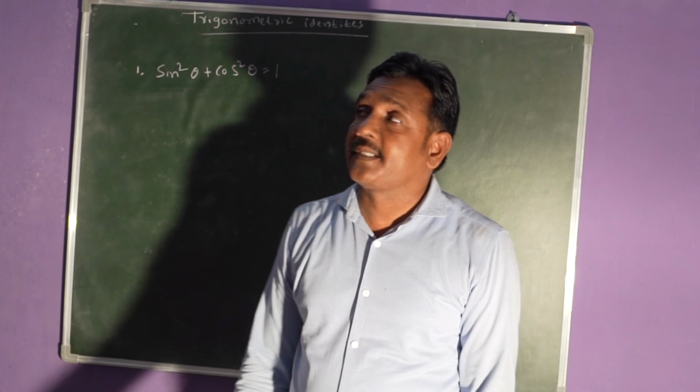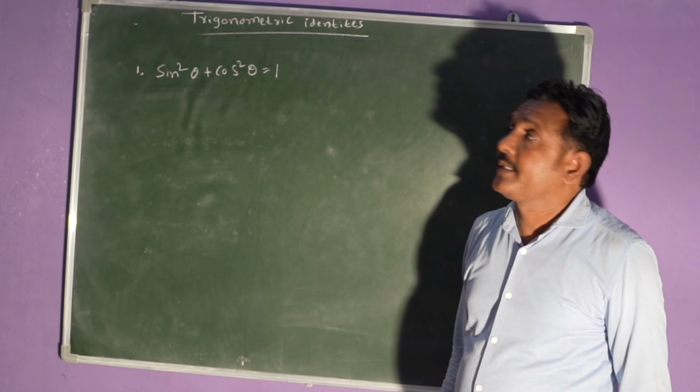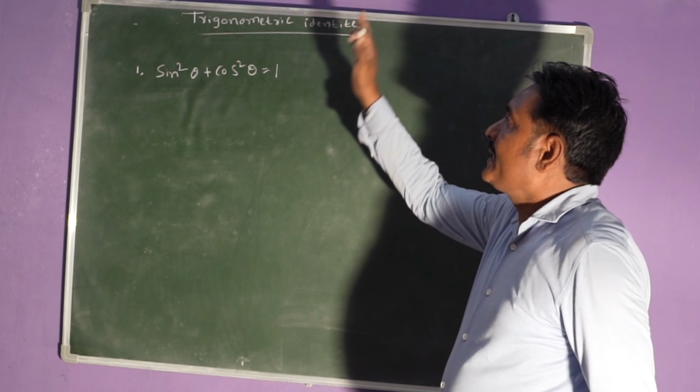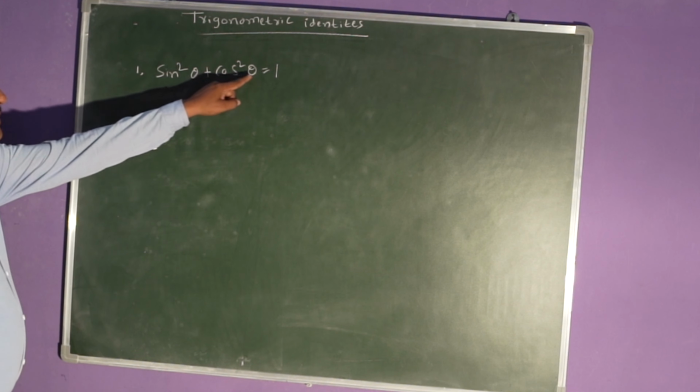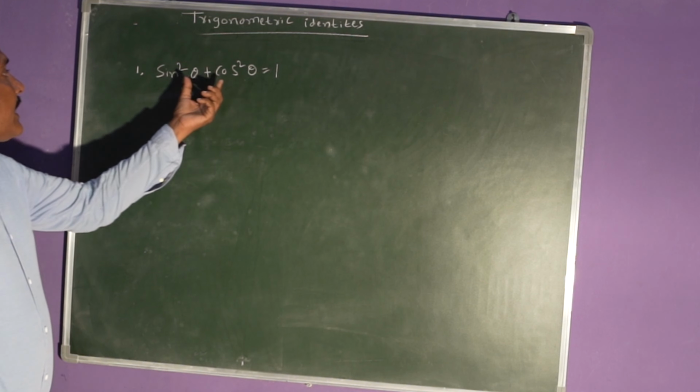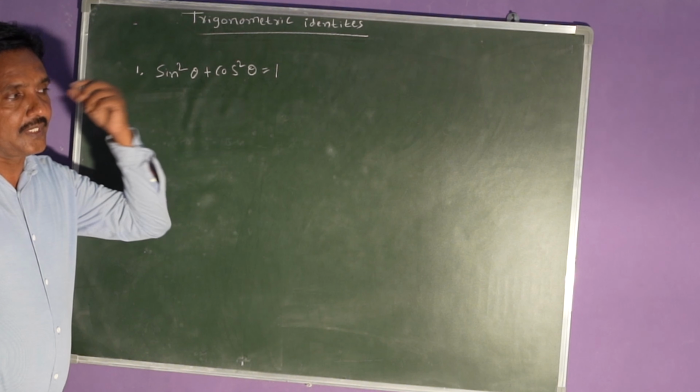Today I will explain the trigonometry chapter, trigonometric identities. The first identity is sin square theta plus cos square theta is equal to 1. Here we take the LHS and prove the RHS.